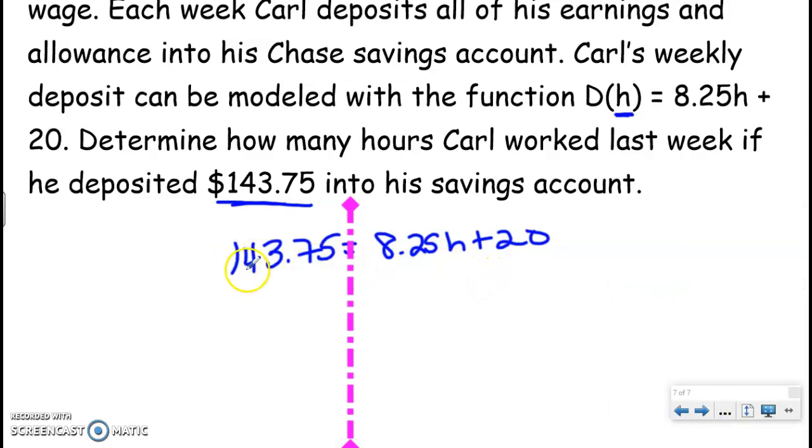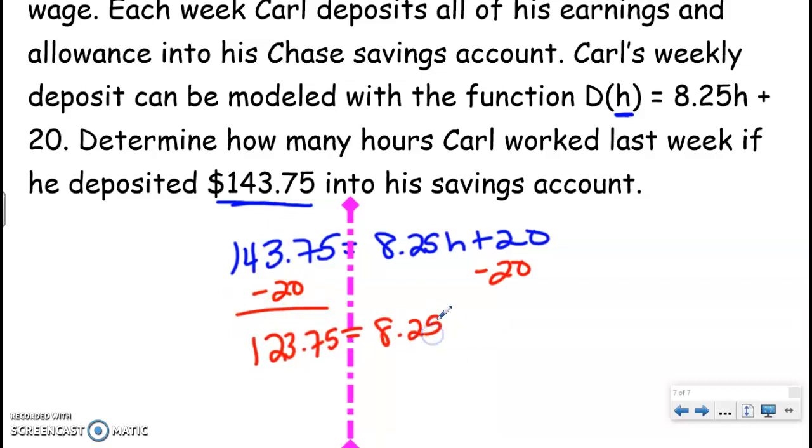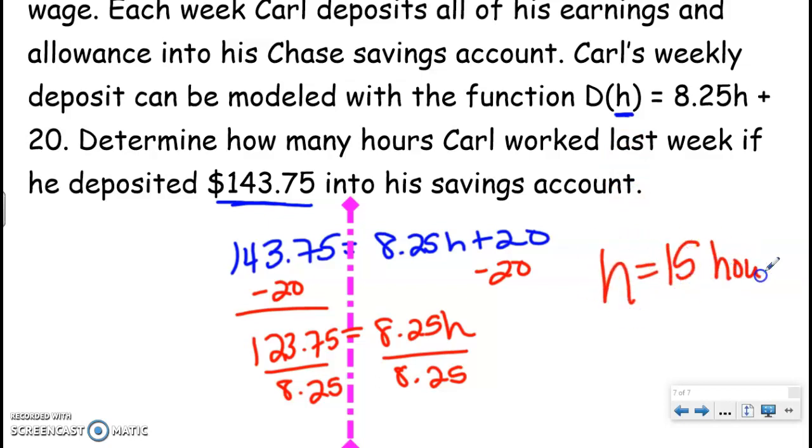So to do that, again, simplify the left side if you can, simplify the right side. Can't do anything there, so I'm going to go ahead and solve. I'm going to subtract 20 from both sides, so I get 123.75 equals 8.25h, and then I'm going to divide by 8.25 on both sides to get my final answer. So 123.75 divided by 8.25 is 15. So that means he worked 15 hours.